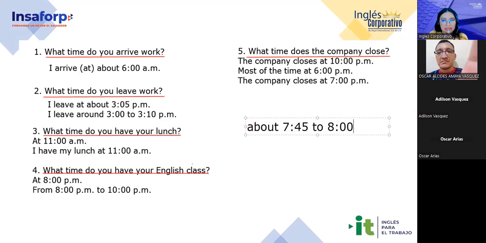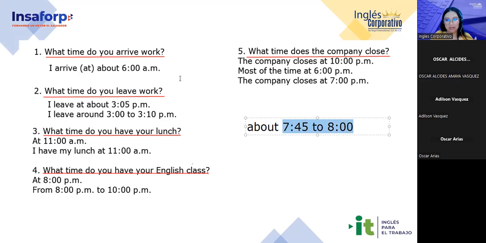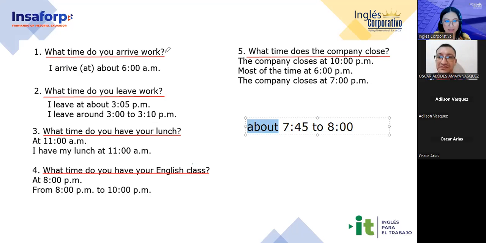Entonces, clase, cuando vamos a dar un intervalo de tiempo, ¿qué ocupamos? ¿Será que ocupamos about? Vean el ejemplo. No, from. Around. Miren, aquí está el ejemplo. Around. Así que solo corrijamos eso. Oscar, vamos a corregir. En lugar de decir about, decimos around. Sería la única corrección. Excelente.